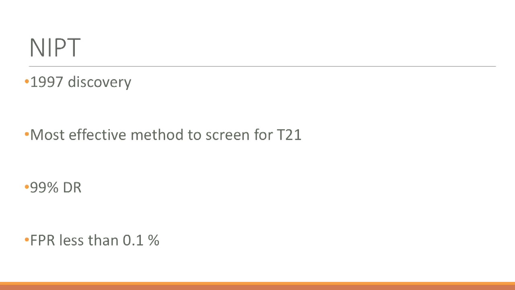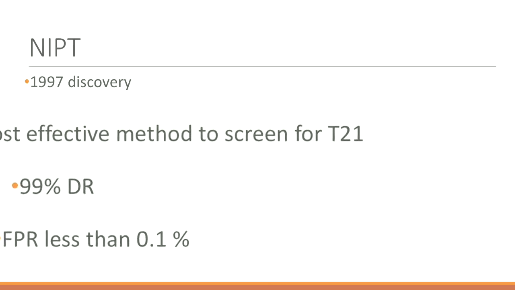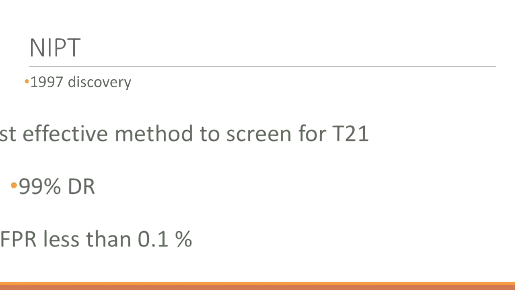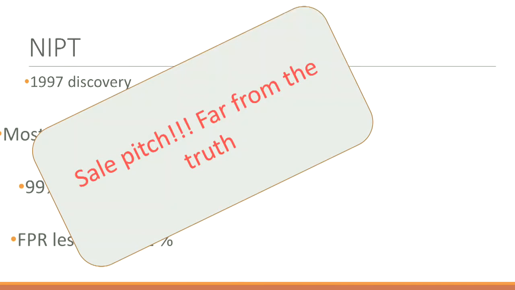How do you judge a test? You judge a test by looking at the detection rate and the false positive rate. Look at the detection rate of NIPT, 99%. Look at the false positive rate, 0.1%. Now these things are actually staring at you and telling you that this is probably the best test. But is that so, or is that actually just sales pitch? That's what I want all of you to understand here. NIPT is a good test, but it is not what it is made out to be.